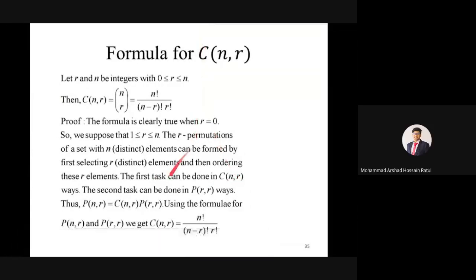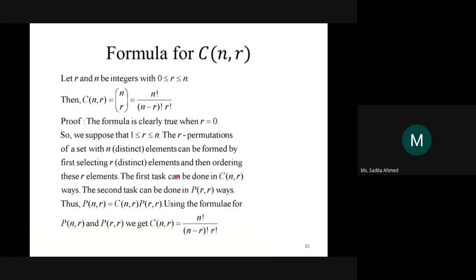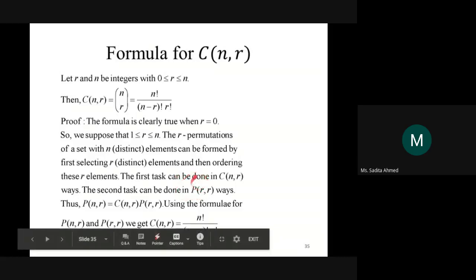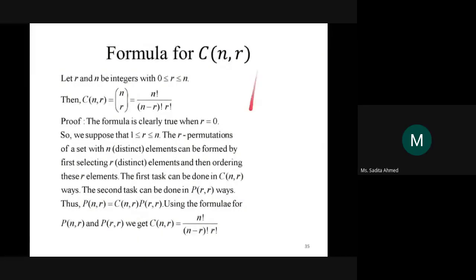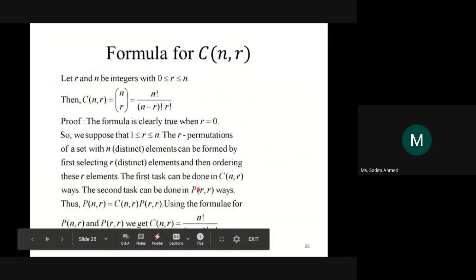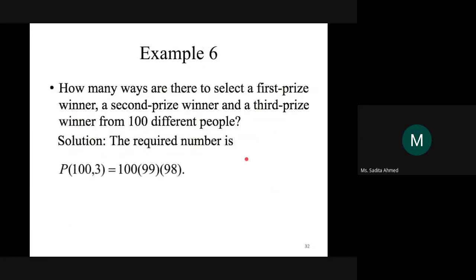Yes, Miss. Then after selecting R objects, within those R selections, you will also have to count all the different arrangements within that R selection, and that can be done. The second task can be done in P(R,R) ways. Is this part clear? Yes, Miss. If these two parts are clear, then think about it. There are two tasks, and the first task can be done in C(n,R) ways, the second task can be done in P(R,R) ways. If this is clear to you, in that case, think about this example, specifically this one.